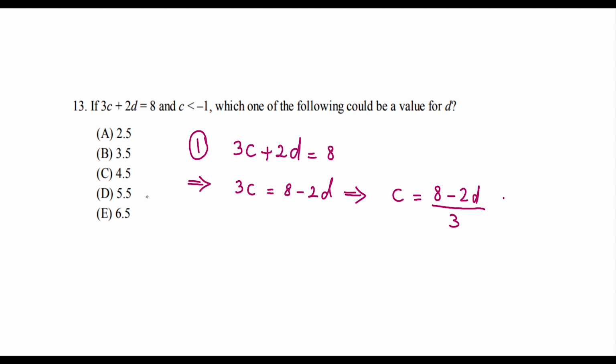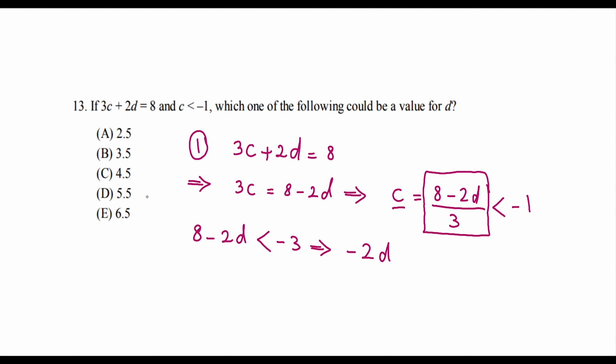So because c is less than -1, this expression should be less than -1. So 8 minus 2d is less than -3. -2d is less than -8, -3, and -2d is less than -11.